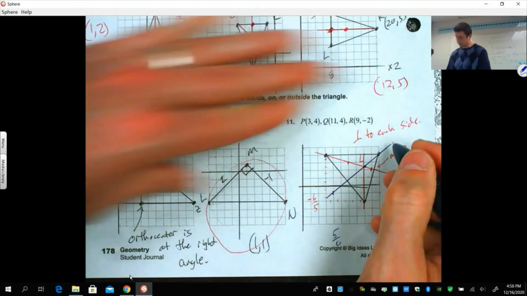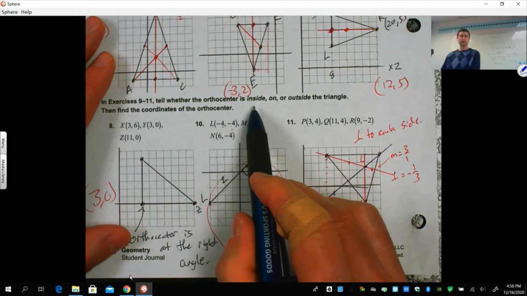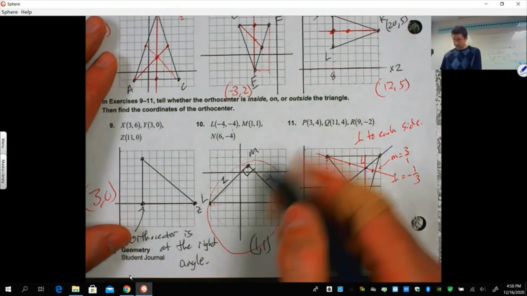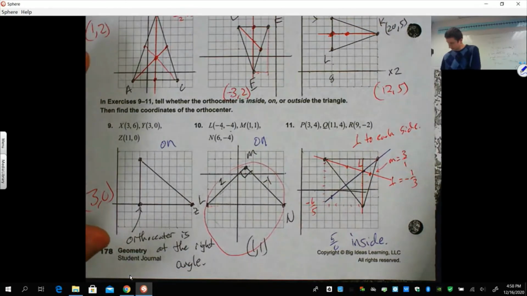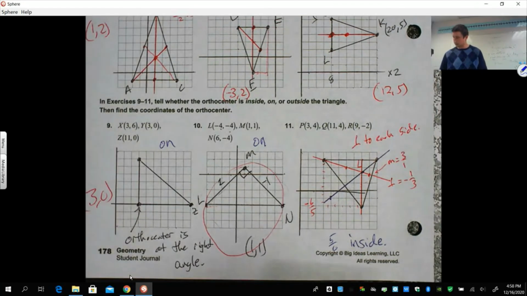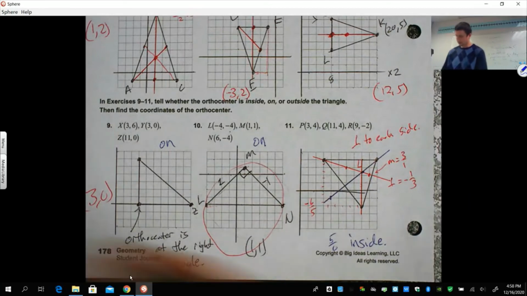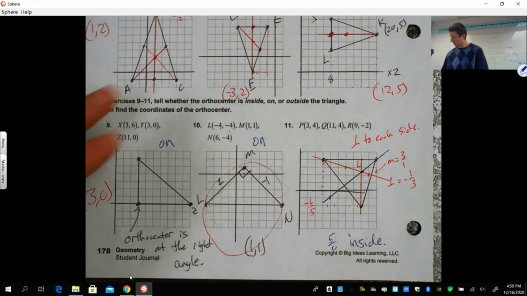Okay, and our orthocenter is definitely on the inside. That's something we're forgetting here, telling whether it's inside, on, or outside. This one was on, this one was on. Okay, so finding those coordinates requires a little bit of algebra, because you would basically have a system of equations.